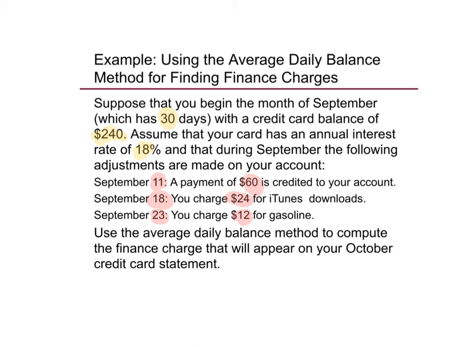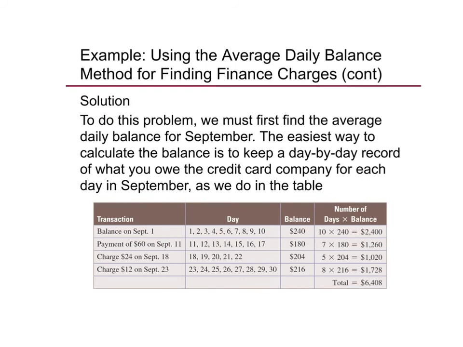Okay, so this one, again, is a little bit more detailed, a little bit more to keep track of. So let's organize this. The best way to organize this is using a table, which you'll see on the next slide. Okay, so you can see my table here. Hopefully it's pretty clear how I set this up, right? Their balance on September 1st was $240, and then nothing happened until September 11th. So I like to write this down or count on my fingers. Day 1, 2, 3, 4, 5, 6, 7, 8, 9, 10 is 10 days times 240 equals $2,400, okay?